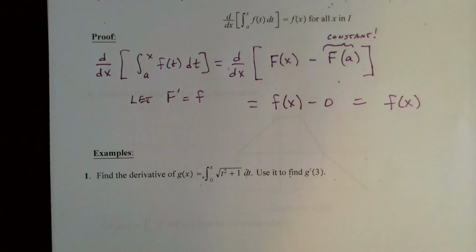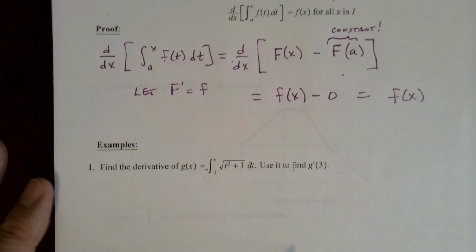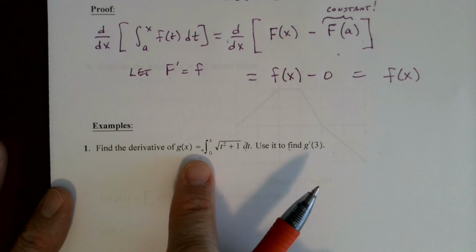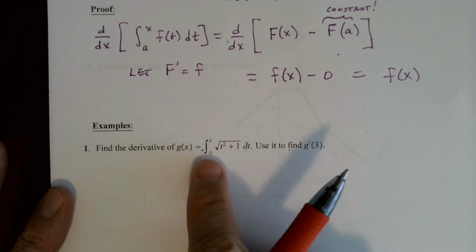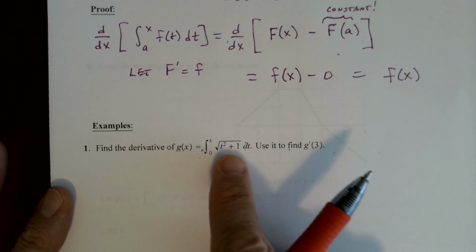So take a look at this example here. If I wanted to find the derivative of this function g of x, then we could say, all right, let's use the fundamental theorem of calculus part 1 and find the antiderivative of the square root of t squared plus 1. But we don't have the tools to do that right now. We don't know what the antiderivative is, what function has a derivative equal to this. Okay?